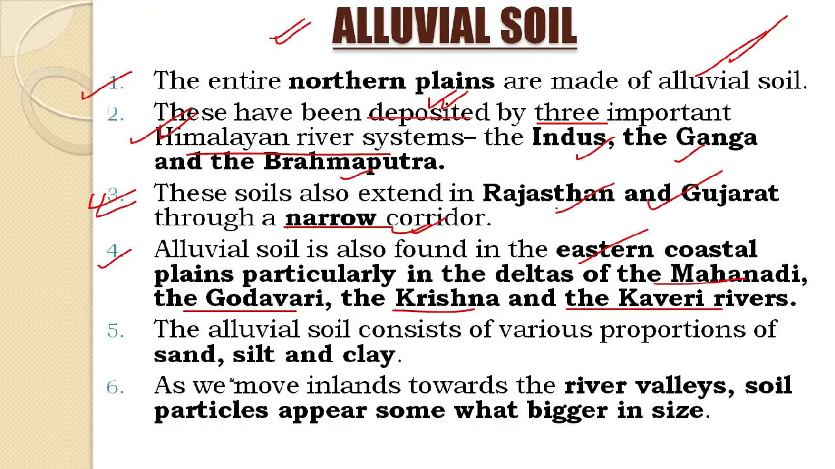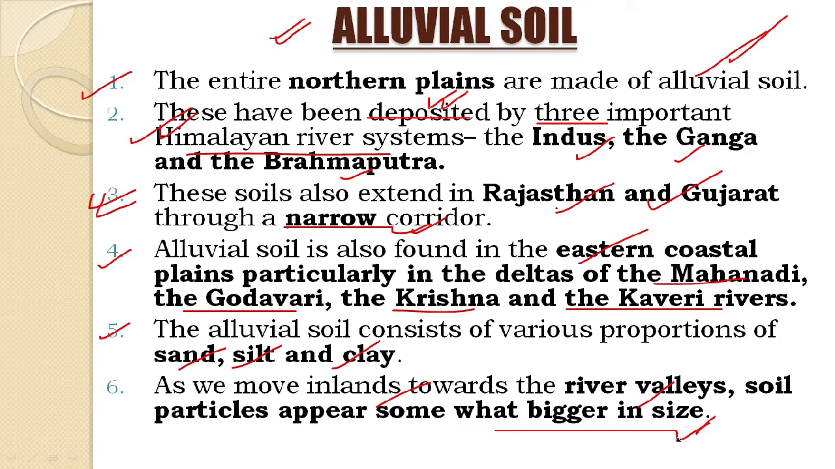Let us get back. Now in point 5 we see the alluvial soil consists of various proportions of sand, silt and clay, which we had studied in the point of formation of soil. In point number 6 we see as we move inland toward the river valleys, soil particles appear somewhat bigger in size. So if you keep on moving inwards in the river valleys, you will find the soil particles becoming bigger and bigger in size.